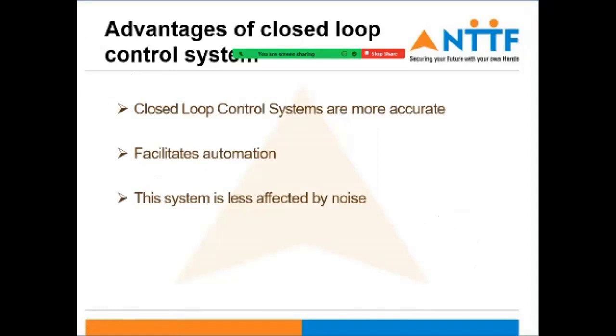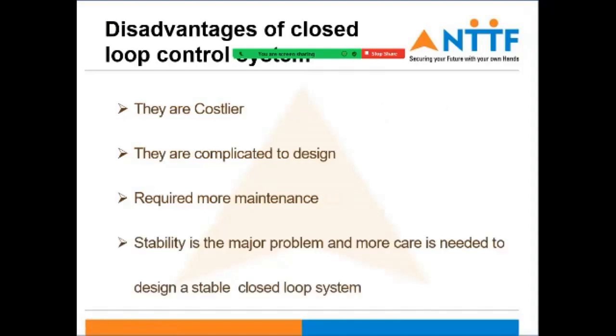Now we'll discuss the advantages of closed loop control systems. Closed loop control systems are very accurate compared to open loop control systems. They facilitate automation, and the system is very little affected by noise. Even if an external noise signal or some glitch gets added to the system, it can be rectified because we are sending feedback, correct? The systems are automatically corrected.